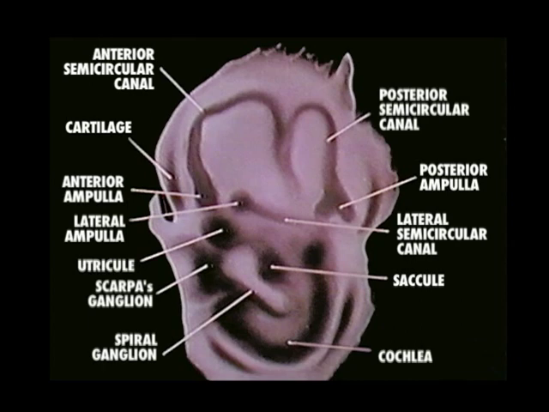At the end of the 4th day, further progression of growth is seen in the posterior semicircular canal, posterior ampulla, lateral semicircular canal, saccule, coiling cochlea, spiral ganglion, Scarpa's ganglion, utricle, lateral ampulla, anterior ampulla, cartilage, and the anterior semicircular canal.